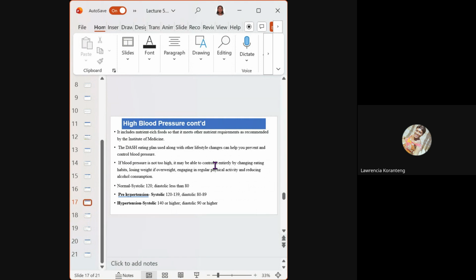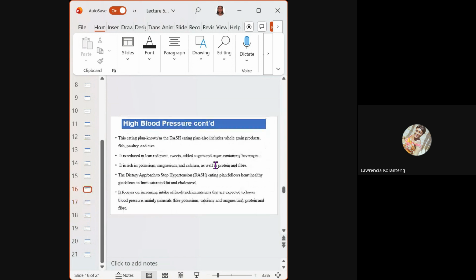DASH diet. What is in the DASH diet? What is the DASH diet about? Has any of you heard it before? Oh, the way you are quiet means you've not heard it before. So the full meaning of DASH is Dietary Approaches to Stop Hypertension.